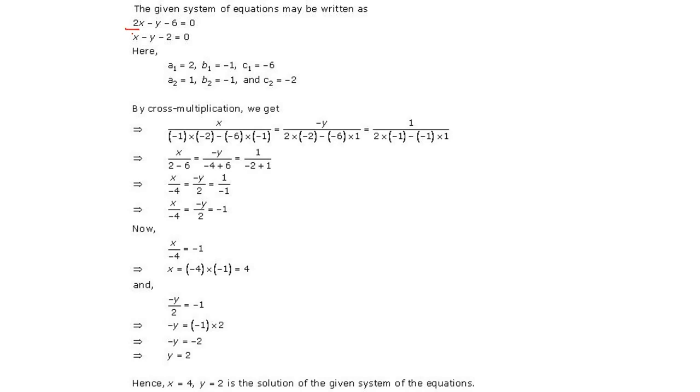Again the same thing. a1 is 2, b1 is 1. a2 is minus 1, b2 is minus 1. c1 is minus 6, c2 is minus 2. Now do the cross multiplication. X will be 4, y will be 2.